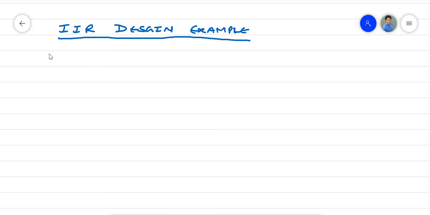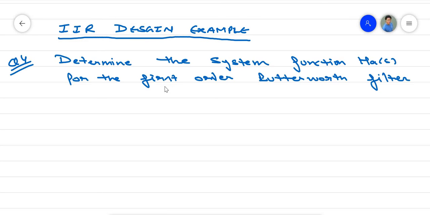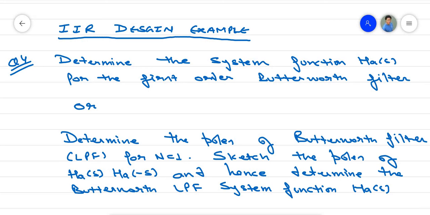Okay, this is the next lecture in the series of IIR design examples. Question number 4 is: determine the system function H(s) for the first order Butterworth filter. This question can be rewritten as: determine the poles of the Butterworth low pass filter for n equals 1. Sketch the poles of H(s) H(-s) and hence determine the Butterworth low pass filter system function H(s).